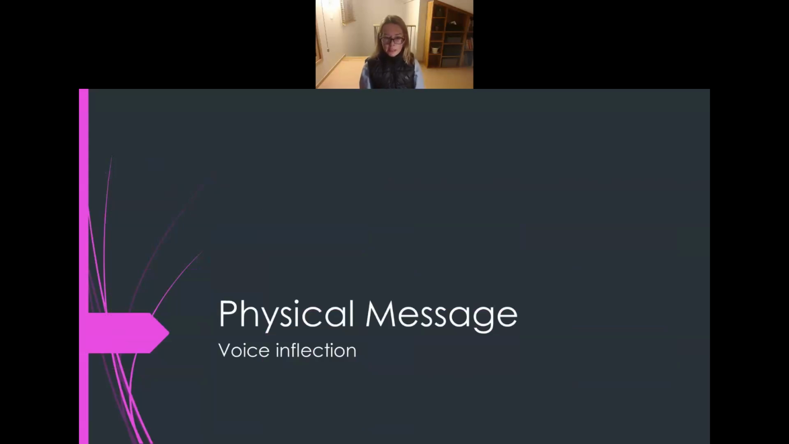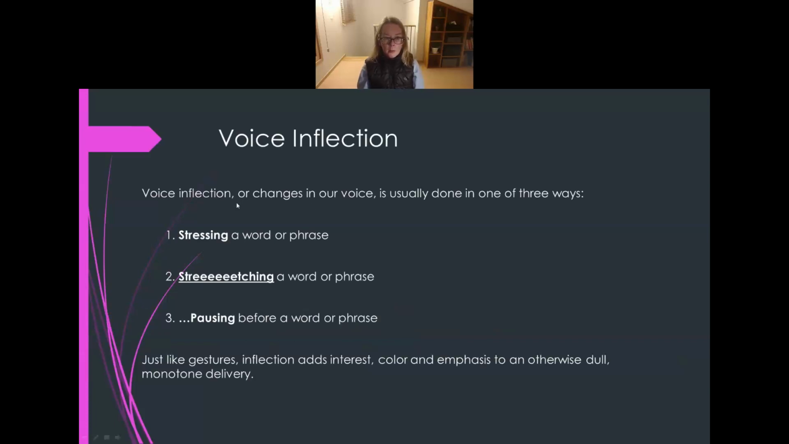Okay, voice inflection. Voice inflection, or changes in our voice, is usually done in one of three ways. Number 1, you can stress a word or phrase. Number 2, you can stretch a word or a phrase. And number 3, you can pause before a word or a phrase. Just like gestures, inflection adds interest, color, and emphasis to an otherwise dull, monotone delivery. So please try to be aware of your voice inflection.